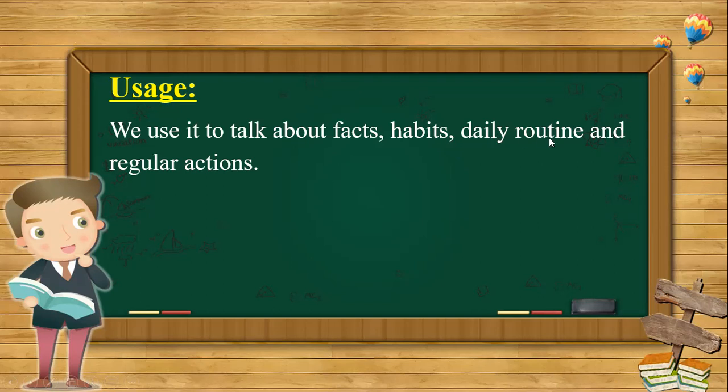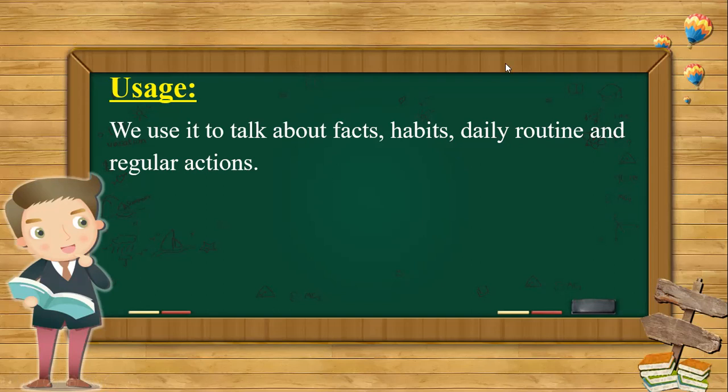After that, we have daily routine. The daily routine is the things that I do every day. Like, for example, when daddy goes to work, when you go to school, when mommy takes care of the house, takes care of your brother or sister. All of these are daily routine for each one.